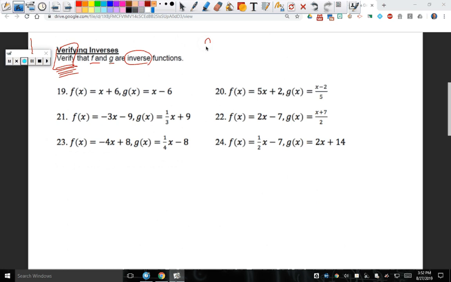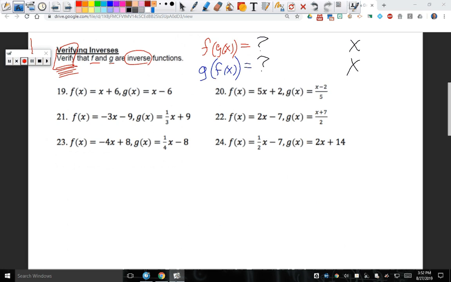The way you do this is you have to see what is it that I would get from that composition and compare it to what would I get from this composition. Remember, we did this earlier in notes. What did they both simplify to? X. Now here's my question. If they're equal, are they inverses? Yes or no? Yes.